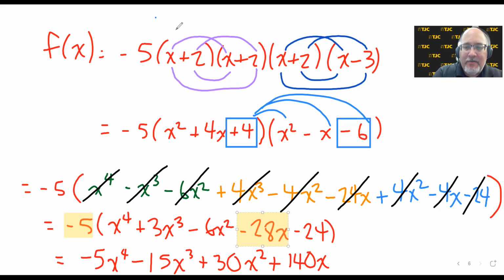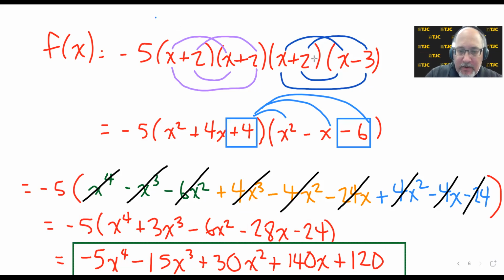And then lastly, negative 5 times negative 24. Negative times negative is positive. 5 times 24 is 120. Not a coincidence, because think about the initial condition. And now we finally have what we think is the correct answer. F of x equals negative 5x to the fourth minus 15x cubed plus 30x squared plus 140x plus 120.